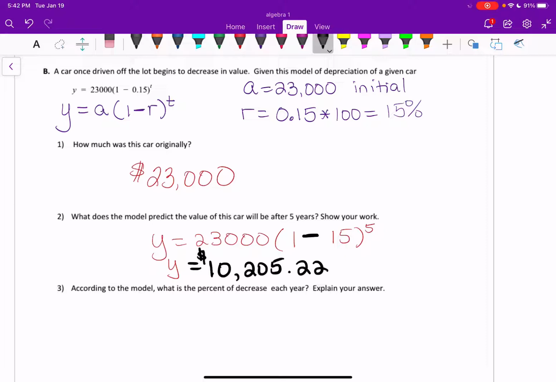And then it says, according to the model, what is the percentage decrease each year? Well, we know our rate of decrease. Here it is. Our rate of decrease is 15%. You would explain it by saying, I took 0.15 and multiplied it by 100, because it asked for a percentage, we had to multiply by 100%, and that's how I got 15%.